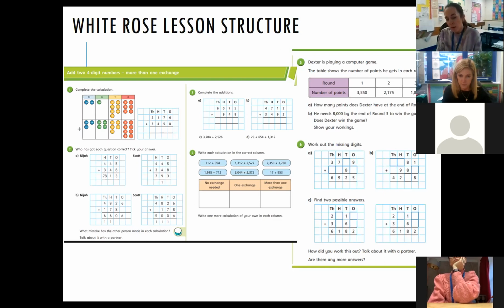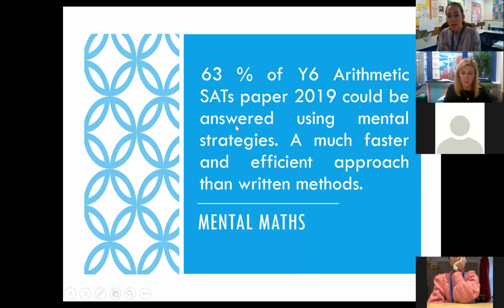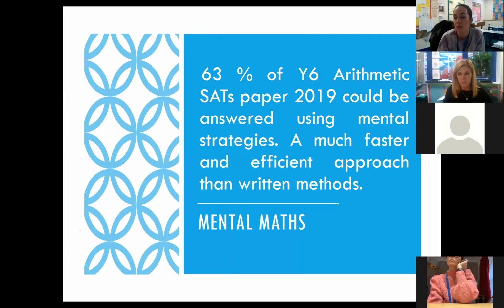So we've talked a lot about White Rose. Moving on now to mental maths. So on our, it's worked out on a Monday now because it's when we have singing in school in the morning. The second half of that what would be a lesson is we're now taking up with mental maths and arithmetic. And as you can see, the stat here, 63% of Year 6 arithmetic stats papers could be answered just using mental strategies. So you can see how massively important it is that children have these mental maths methods and they're able to use them quicker than using written methods.